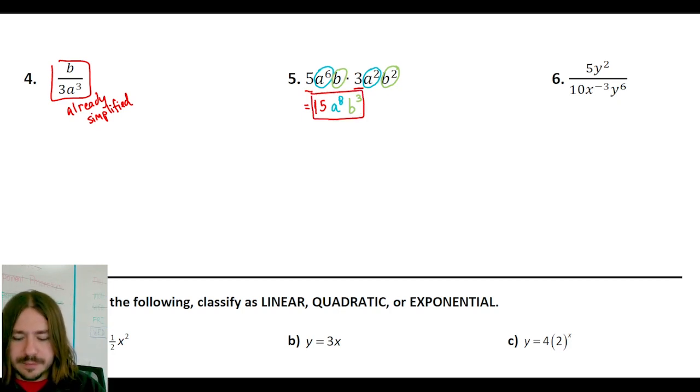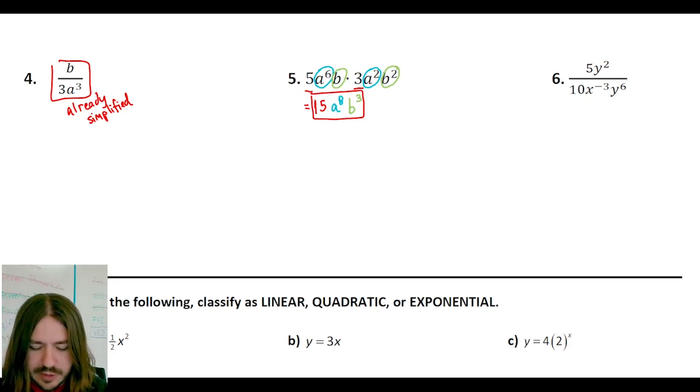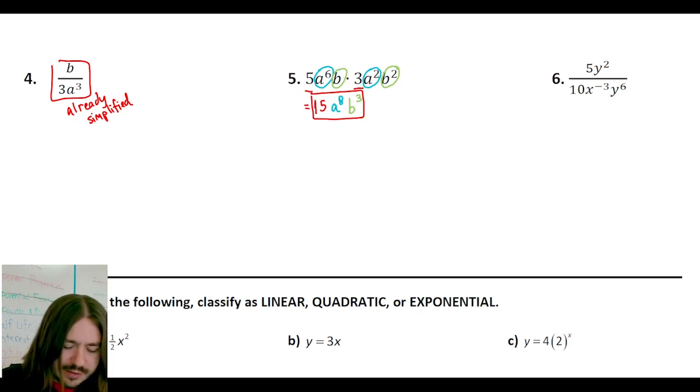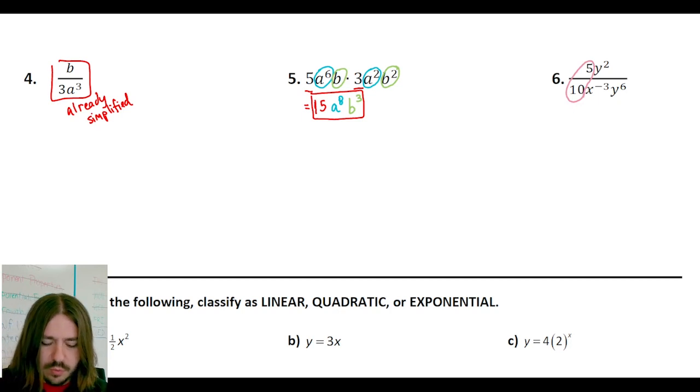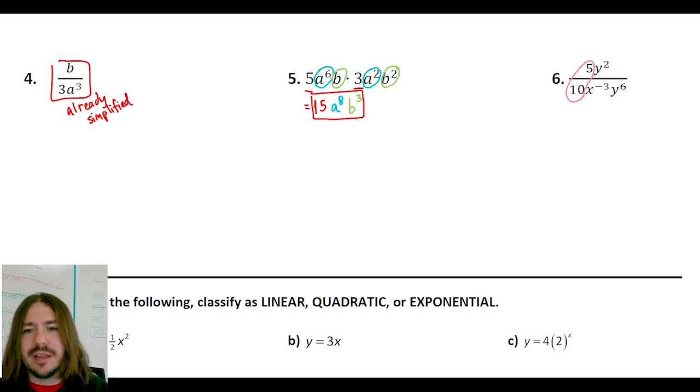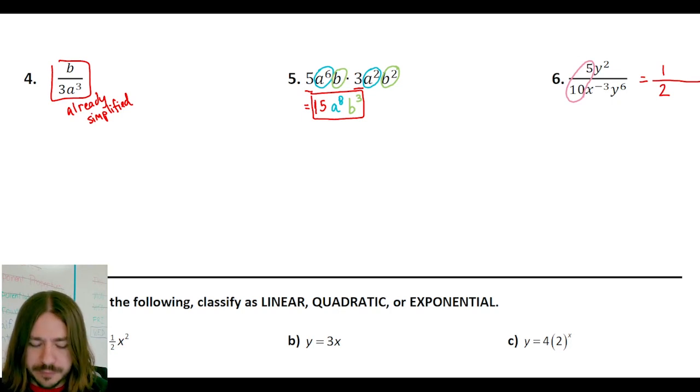For number 6, what do we have here? I notice this one is going to have some things that we can simplify. First things first, I notice that we've got this 5 over 10, and we can reduce this by dividing both of those numbers by 5, and that will give me 1/2. I'm just going to write the 1 for now, even though I'll probably end up erasing that later on. But I'm going to rewrite that 5 over 10 as 1/2.